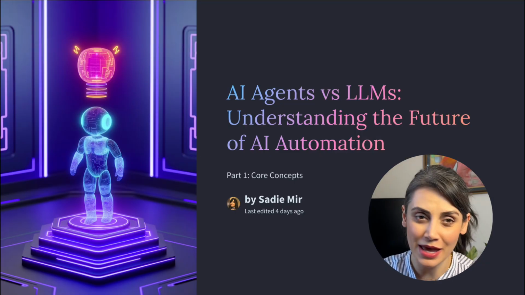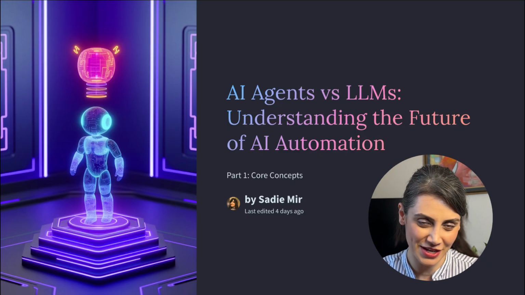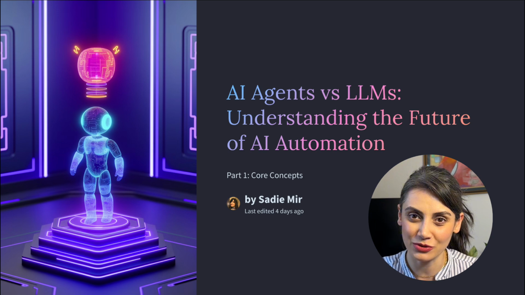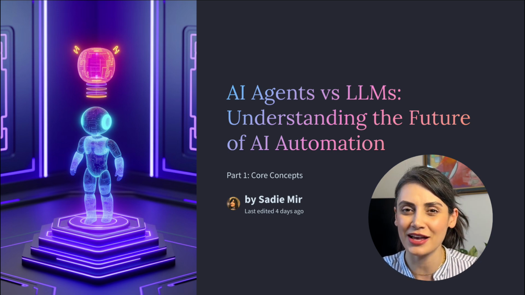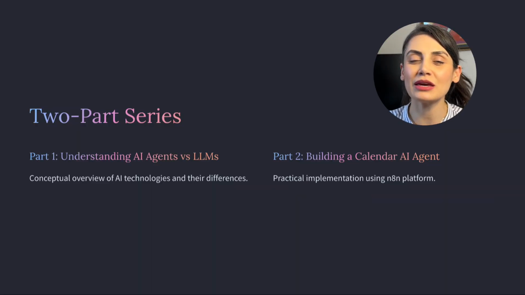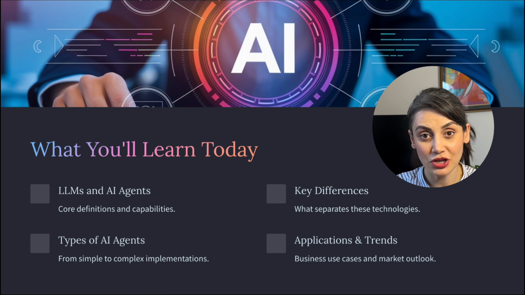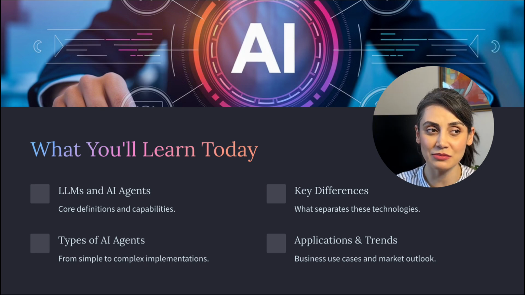Welcome to the first episode of this two-part series where we explore what AI agents are and how they differ from large language models or LLMs such as ChatGPT. In part 2, we'll take a more hands-on approach, building an AI agent on a no-code platform. By the end of this video, you'll have a clear understanding of major differences between AI agents and LLMs, and you'll see why AI agents are such powerful tools for automation.